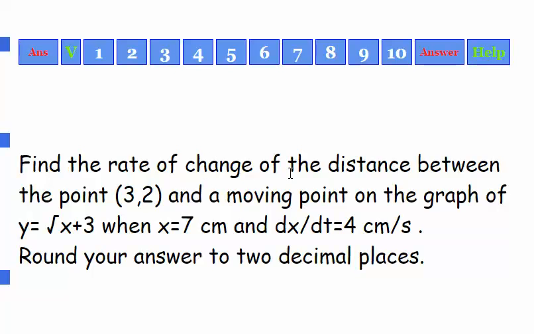It says find the rate of change of the distance between the point (3, 2) and a moving point on the graph of y equals the square root of x plus 3 when x equals 7 centimeters and dx/dt equals 4 centimeters per second. And then we'll round our answer to 2 decimal places. Alright, so let's move over to the whiteboard.